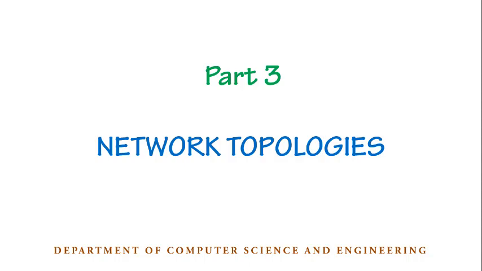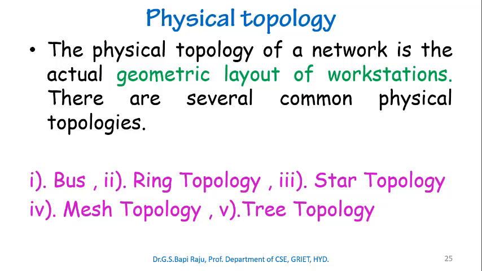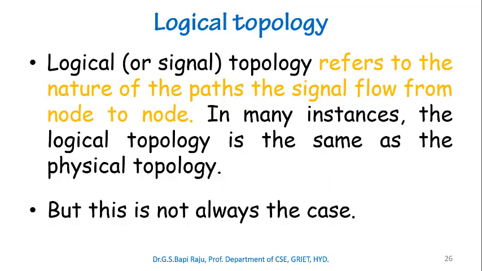Part 3, network topologies. A network topology is the arrangement of a network, including its workstations, nodes, and connecting lines. There are two ways of defining network geometry. One, physical topology. Two, logical topology. In physical topology, the actual geometric layout of workstations is described. There are several common types of physical topologies: bus topology, ring topology, star topology, mesh topology, tree topology.